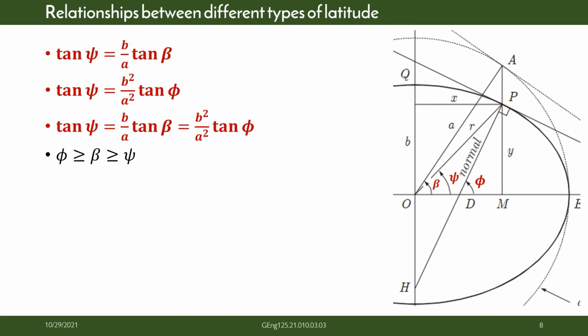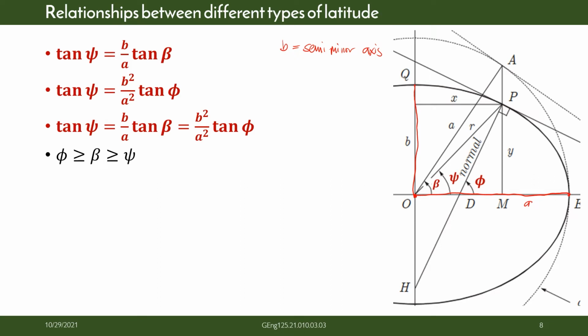So now here are the relationships between different types of latitude. Shown here, tangent of psi, your geocentric latitude, is equal to b over a. Remember, b is your semi-minor axis, which is from your origin to this point. So that's your b, and your a, as said lately, is this.